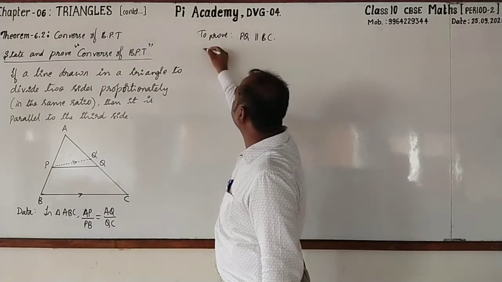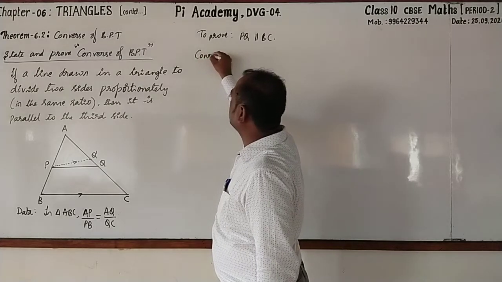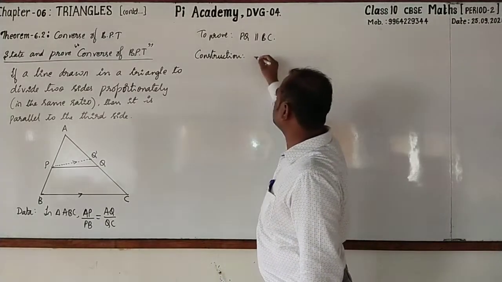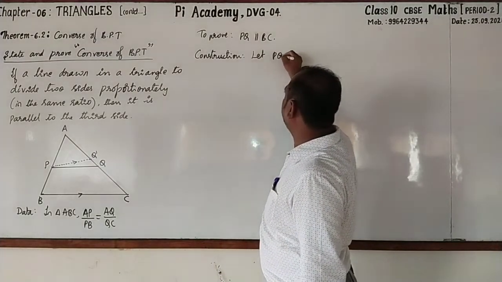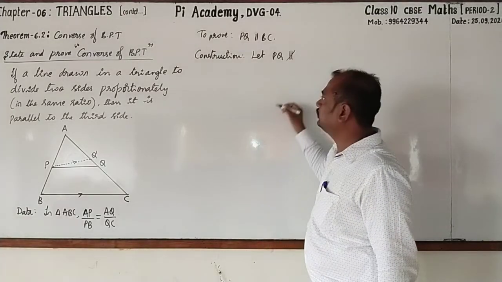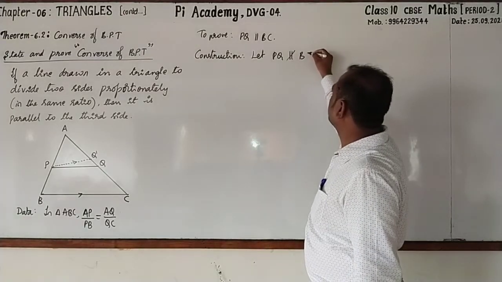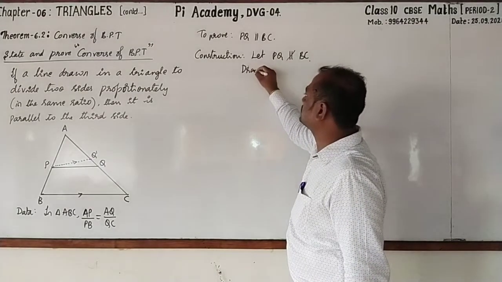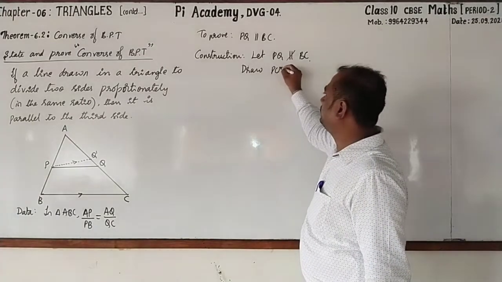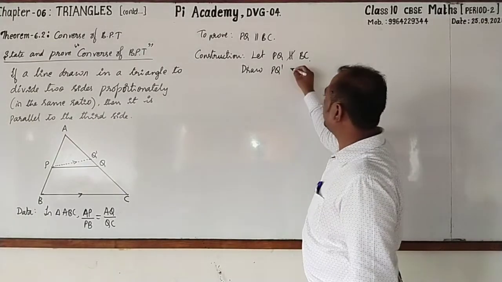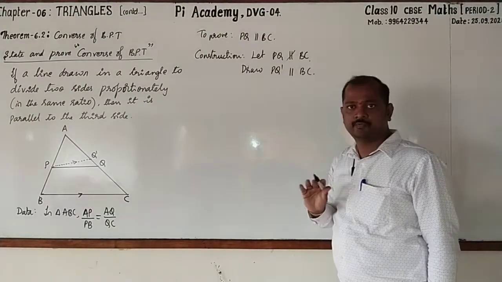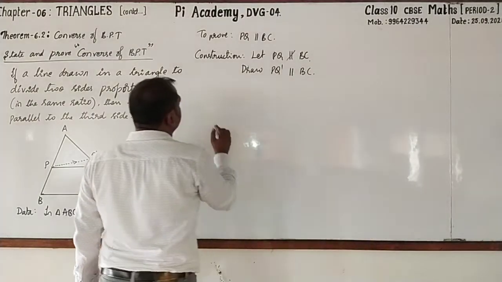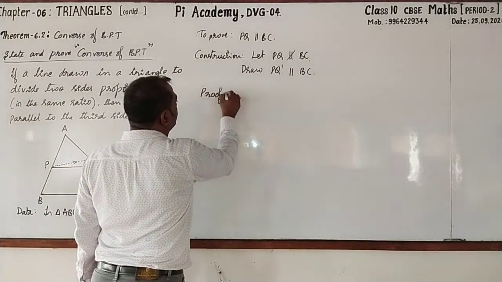Then here, construction. Before constructing, first you have to assume let PQ is not parallel to BC. Then we have a chance of construction. What is that? Draw PQ dash parallel to BC. Followed? Please don't write now. From here, just keep observing. Now we are moving to the proof.